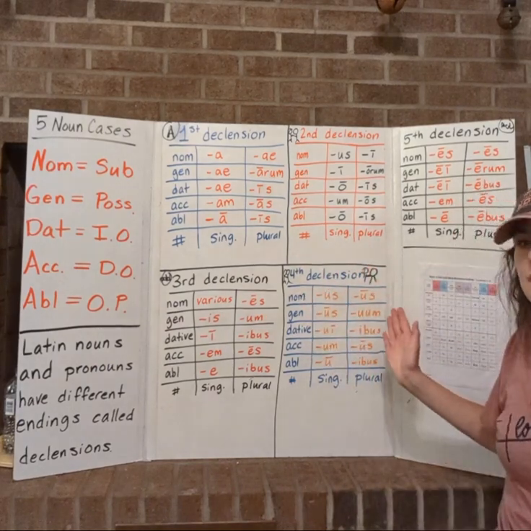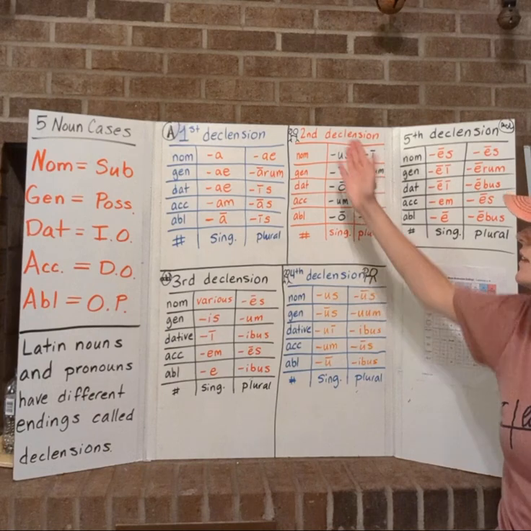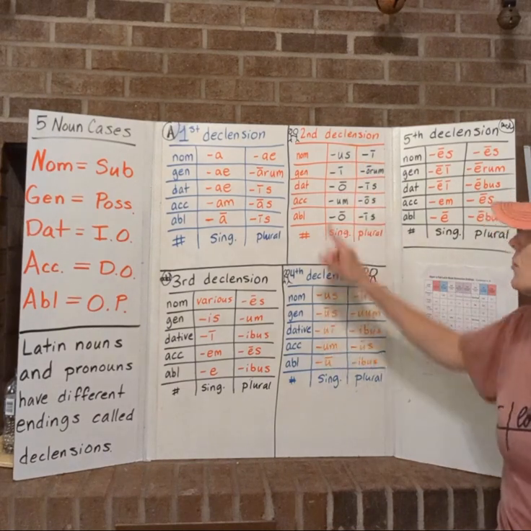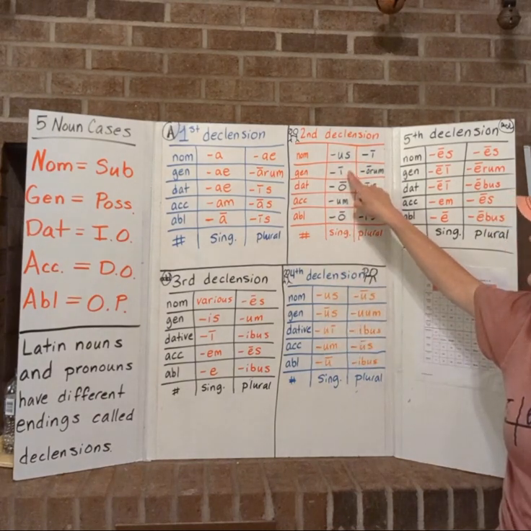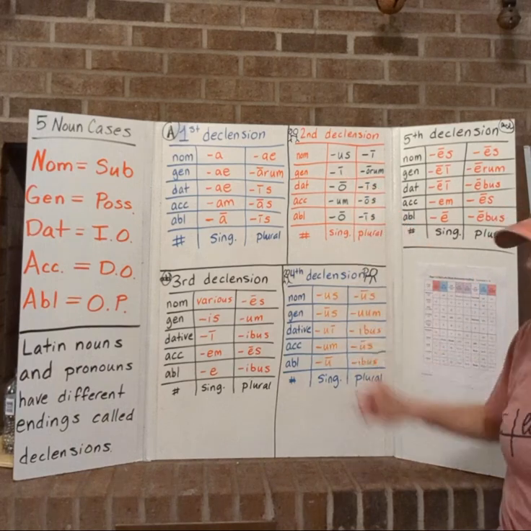So that's how I remember the difference between second and fourth, because the genitive is different. The e and the us.